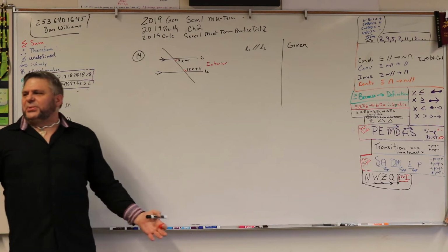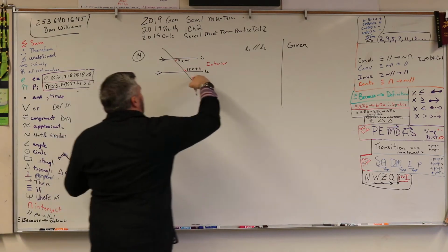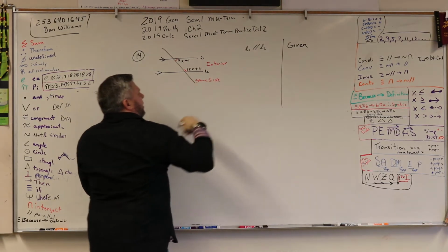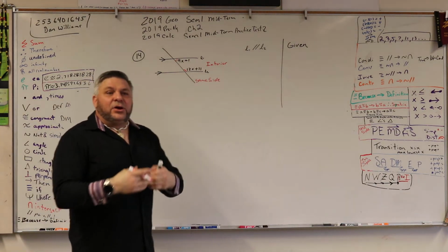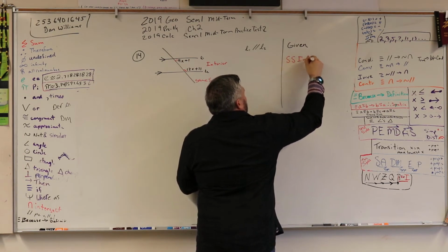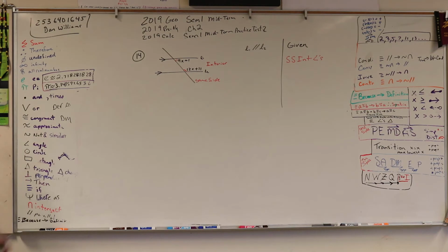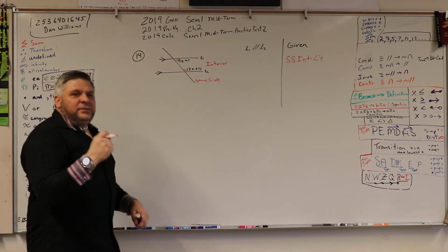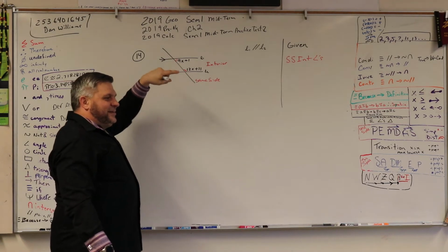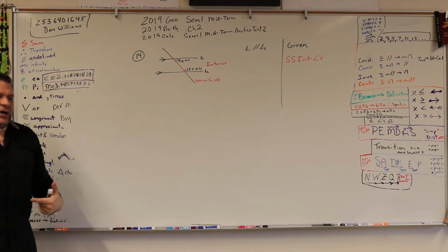Some books might call them co-interior. I've always learned it as same side interior. So, because they're on the same side, we're going to use the same side interior rule. Remember? What's special about them? You remember the rule? With this angle, you can tell they're not congruent, right? Yeah, they're 180.